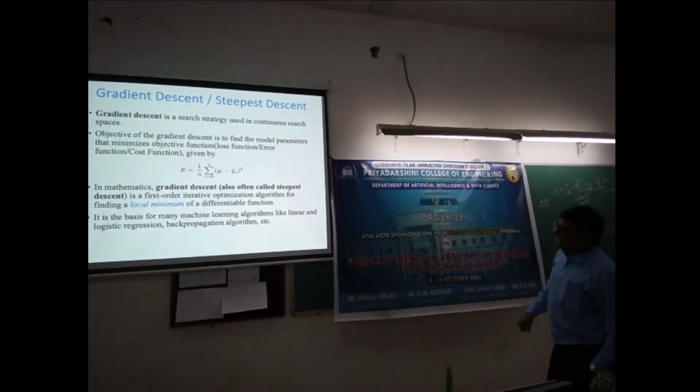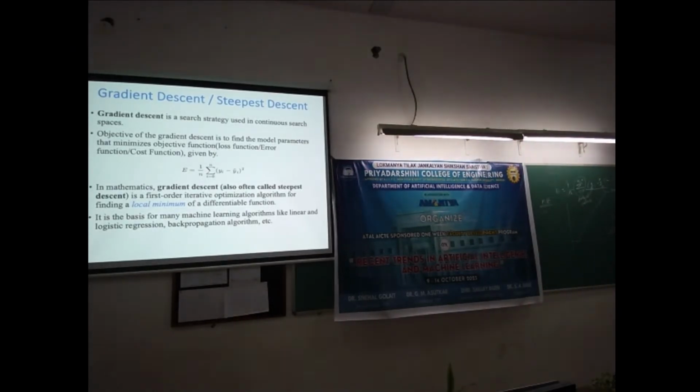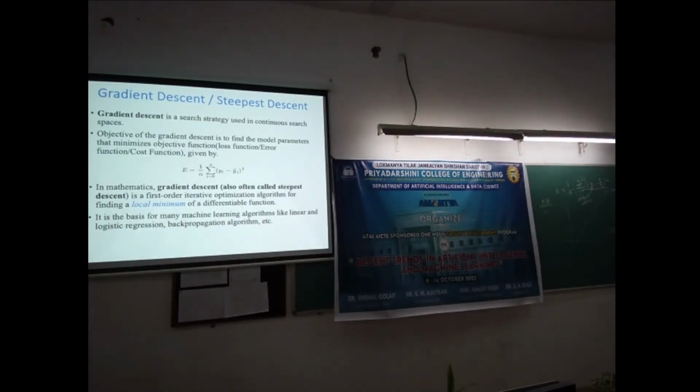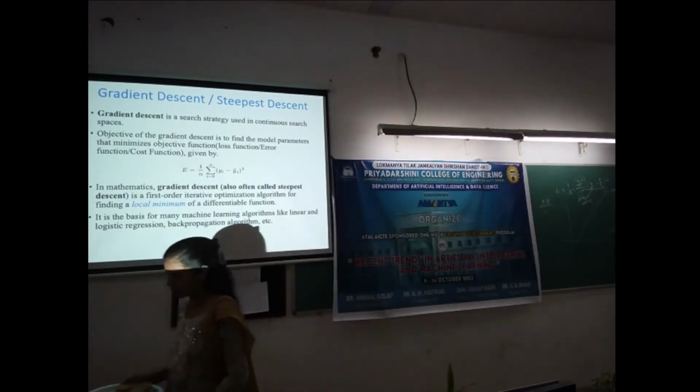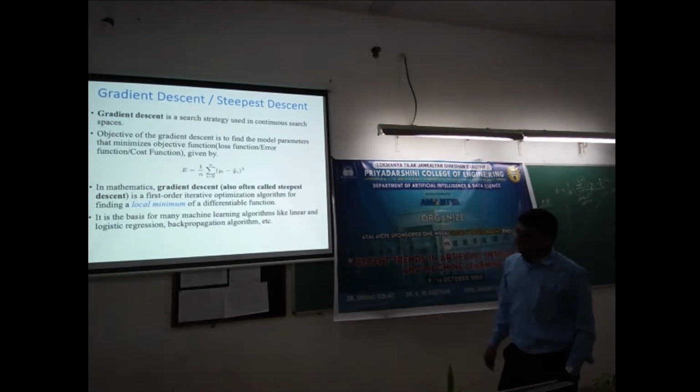In mathematics, gradient descent, also called steepest descent, is a first-order derivative optimization algorithm for finding a local minimum of a differentiable function. This differentiable function is an objective function, which must be continuous and differentiable. It is the basis for many machine learning algorithms like linear and logistic regression, the backpropagation algorithm, etc. That's why we are studying it now, with reference to linear regression because it is easy to understand. Once you understand it, you will be able to understand many other algorithms.